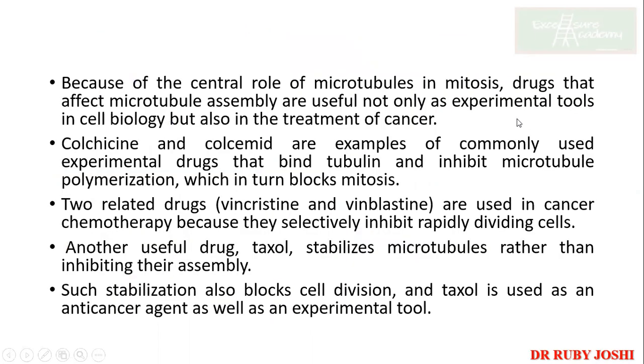Because of the central role of microtubules in mitosis, drugs which affect microtubule assembly are useful not only as experimental tools but also for the treatment of cancer. Many people who were working on this found that colchicine and colcemid were very good drugs which inhibit microtubule polymerization, because of which mitosis did not happen at all. So initially they started using colchicine and colcemid as anti-cancer drugs.